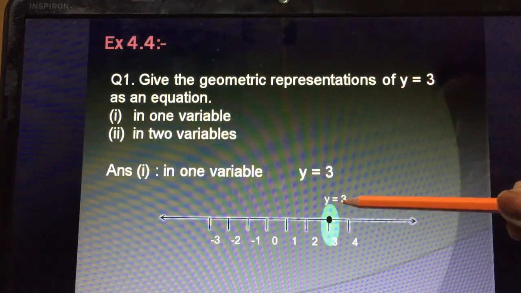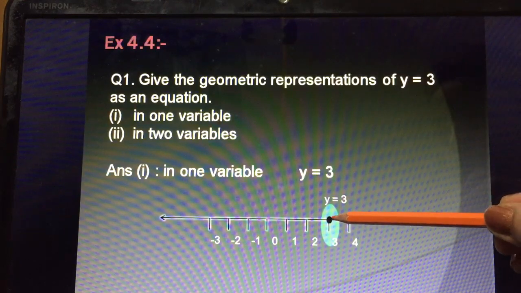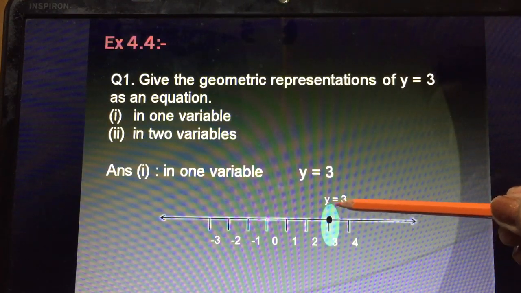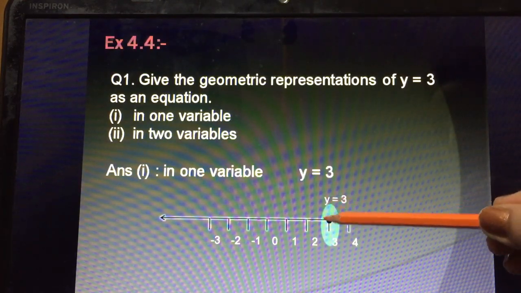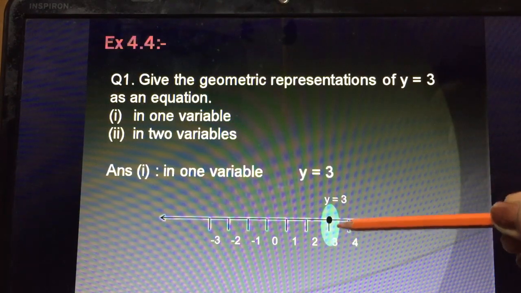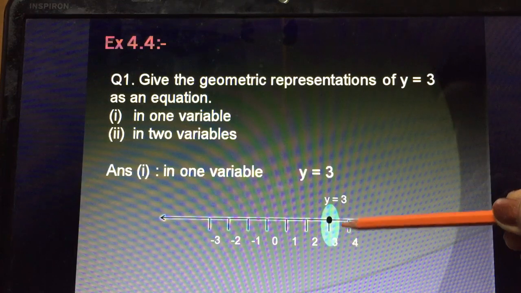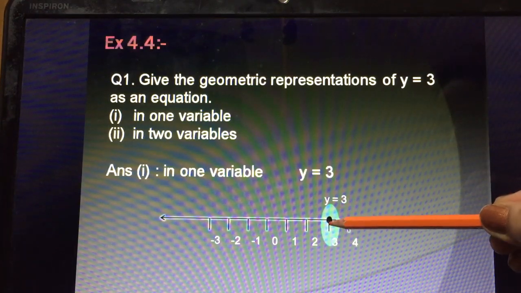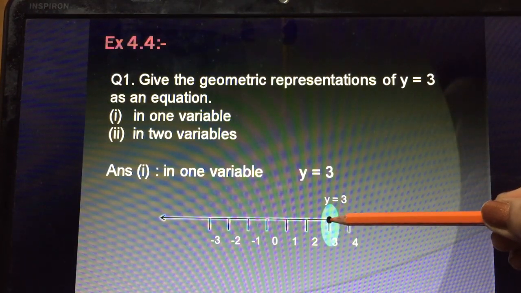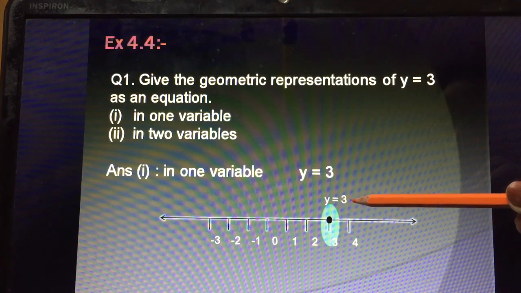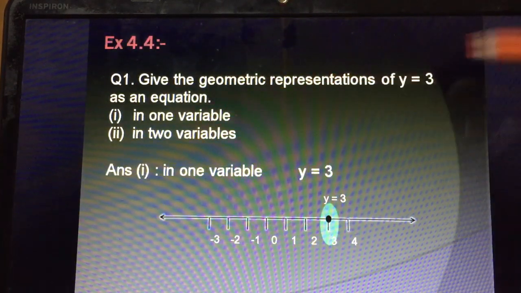So where will be your y equal to 3? जहाँ पर आपका 3 नंबर होगा वहाँ पर आपकी इक्वेशन प्लॉट हो जाएगी. दिस इज योर y इक्वल टू 3. दिस इज अ न्यूमेरिकल वैल्यू 3. सो हियर विल बी योर y इक्वल टू 3, क्योंकि 3 की वैल्यू यहाँ पर है आपकी नंबर लाइन पे. सो दिस विल बी योर पॉइंट. हियर इज द ज्योमेट्रिक रिप्रेजेंटेशन ऑफ y इक्वल टू 3 in one variable.